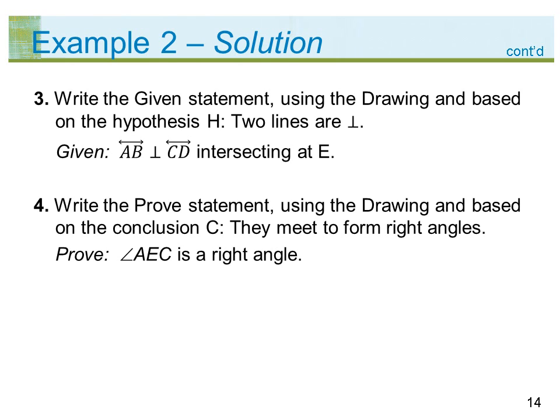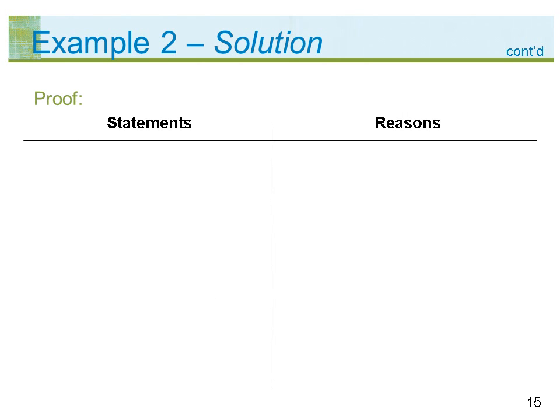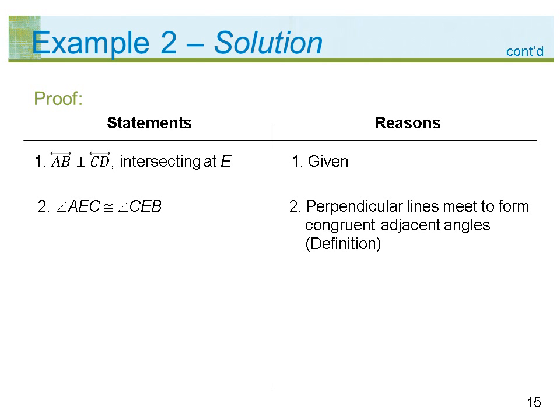Prove: angle AEC is a right angle. Number 5. Construct the proof. Proof. Statements. Reasons. Number 1. Line AB is perpendicular to line CD, intersecting at point E. Reason: Given. Number 2. Angle AEC is congruent to angle CEB.